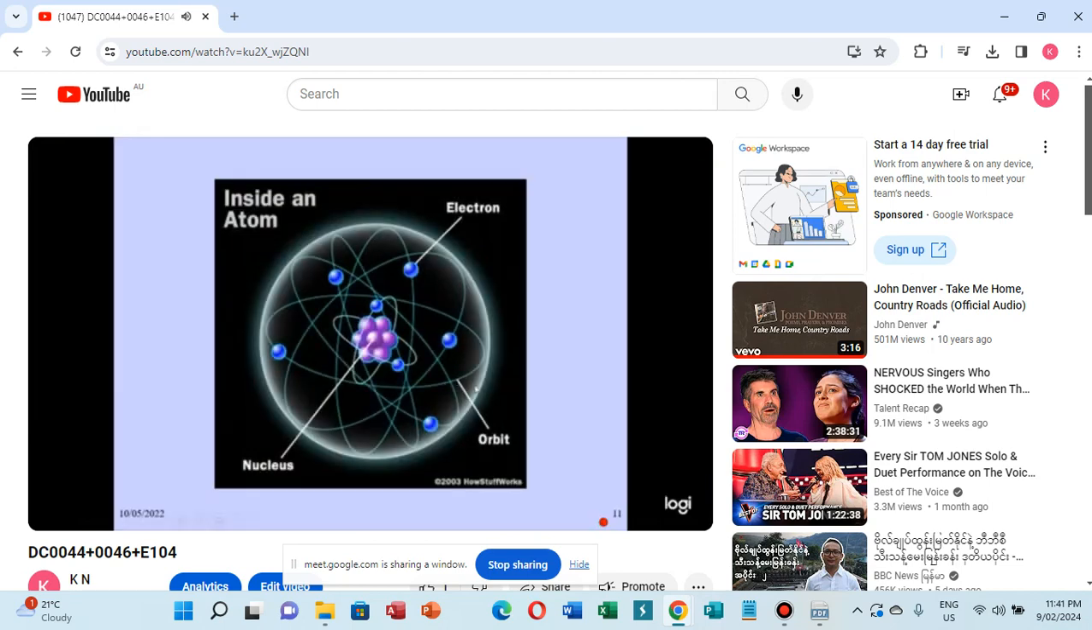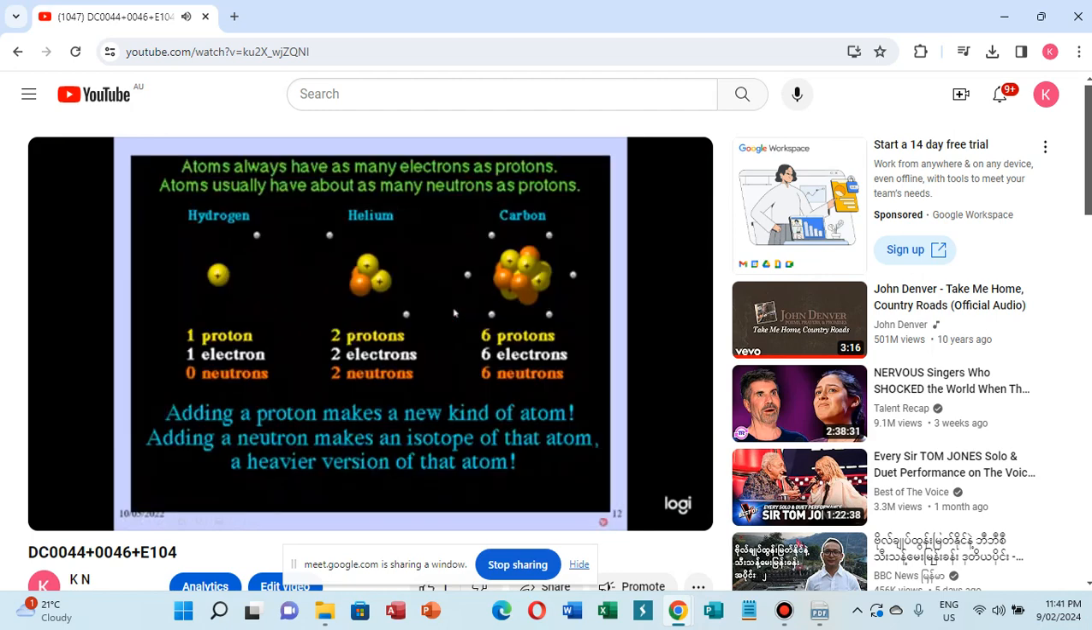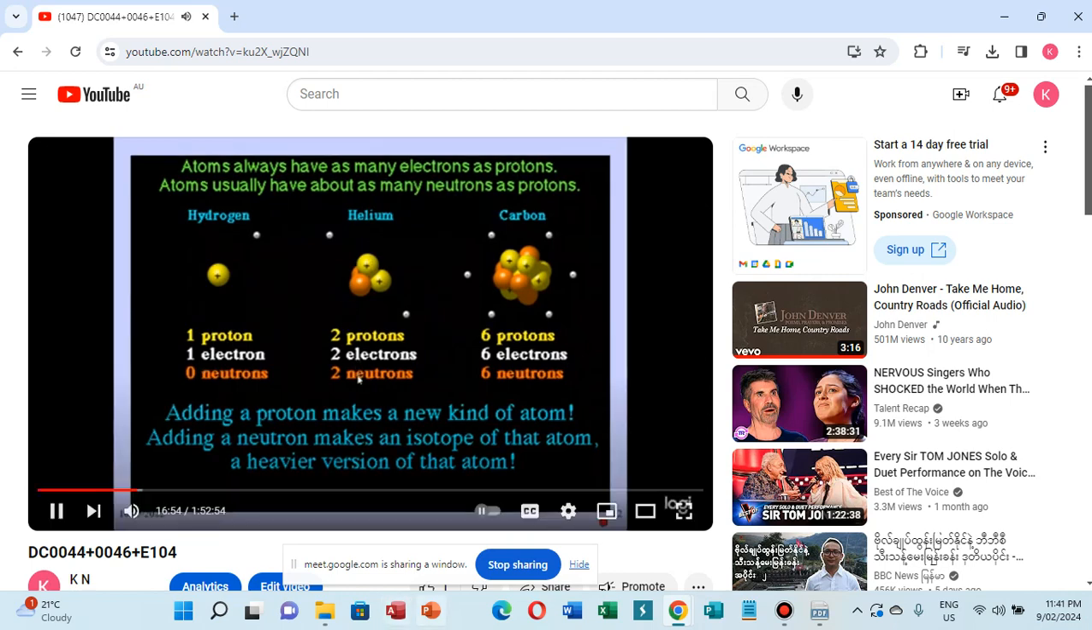This is the orbit, and this is a neutral particle, an electron, in the orbit. So this is the inside of the atom. An atom always has electrons and protons, and usually about as many neutrons as protons. So hydrogen has one proton, one electron, and zero neutrons. Helium has two protons, two electrons, and two neutrons. Carbon has six protons, six electrons, and six neutrons.